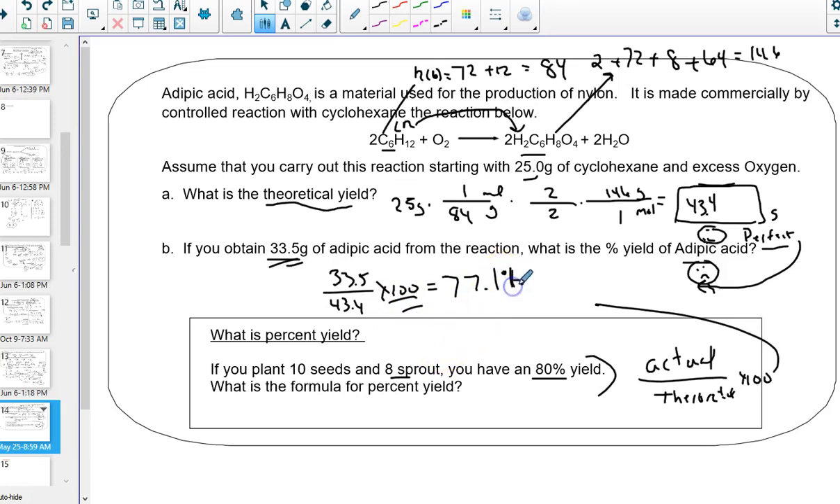That's how they are. So, gotta be showing all work.